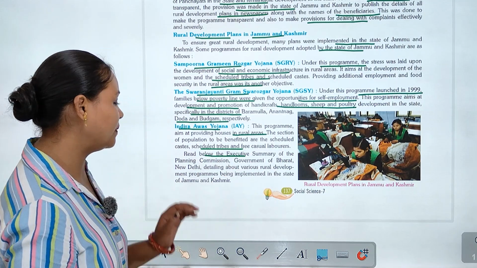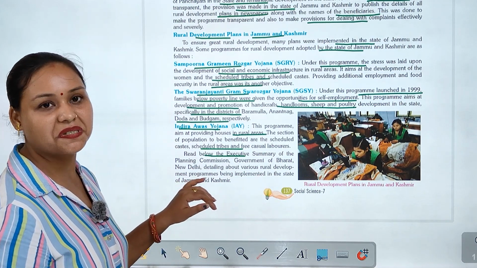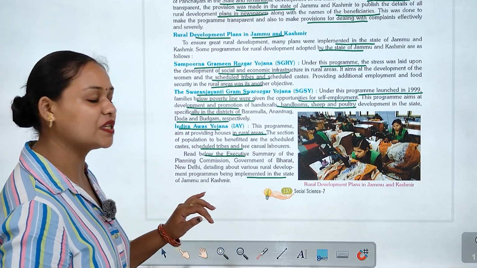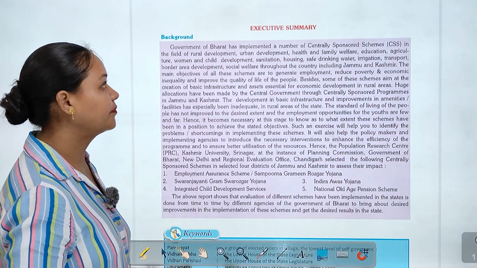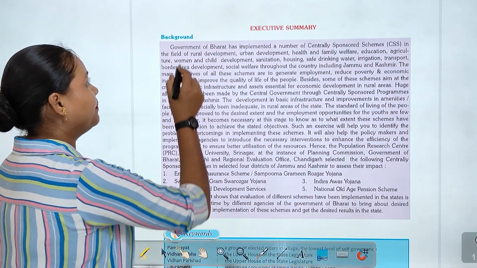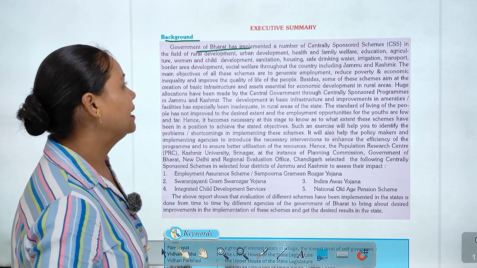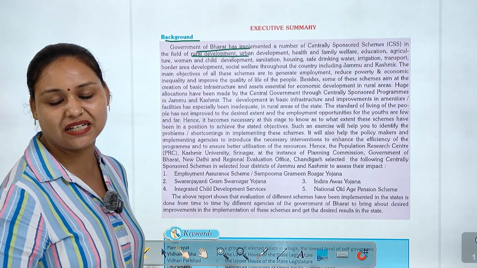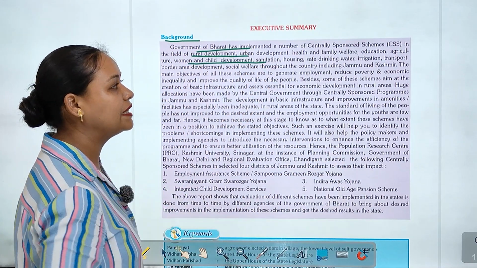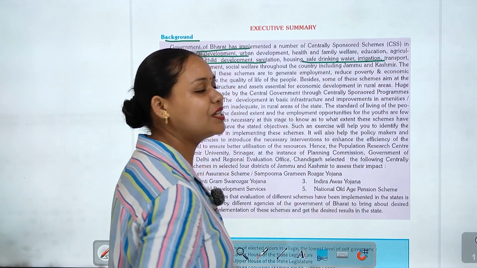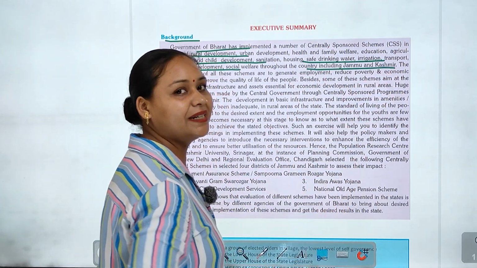Read below the executive summary of the Planning Commission, Government of India, New Delhi, detailing various rural development programs being implemented in the state of Jammu and Kashmir. Okay, चलिए, फिर है executive summary. Background है गवर्नमेंट ऑफ इंडिया हैज इम्प्लीमेंटेड ए नंबर ऑफ सेंट्रली स्पॉन्सर्ड स्कीम्स इन द फील्ड ऑफ रूरल डेवलपमेंट एंड अर्बन डेवलपमेंट, health and family welfare, education, agriculture, women and child development, sanitation, housing, safe drinking water, irrigation, transport, border area development, social welfare throughout the country including Jammu and Kashmir.